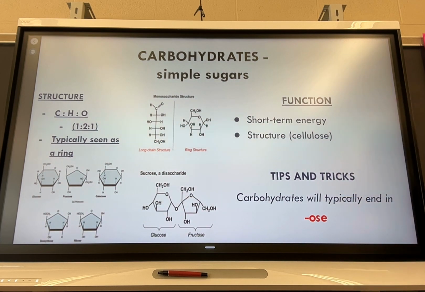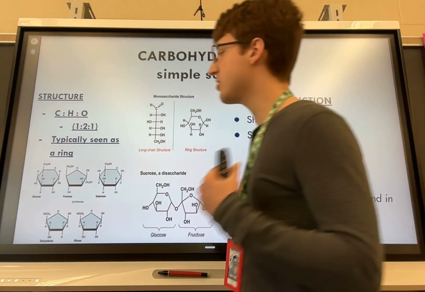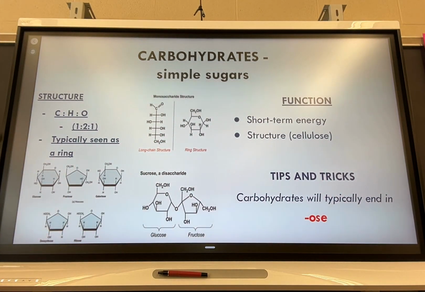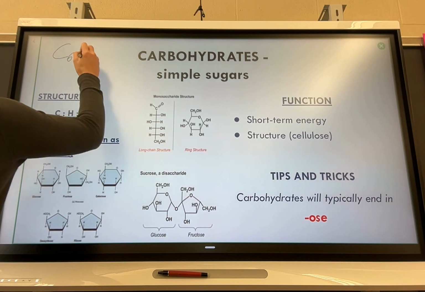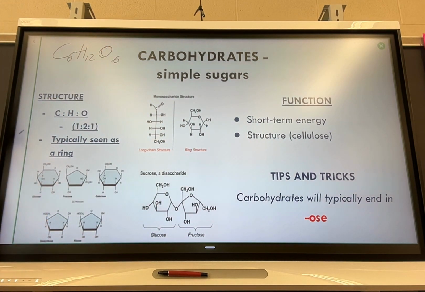We also find it in some structural formations such as cellulose, but mostly we're going to think of carbohydrates as short-term energy. When we look at the structure of carbohydrates, we find that there are carbon, hydrogen, and oxygen present in these molecules, and they are always found in a 1 to 2 to 1 ratio. So what that means is if we have glucose, we have the molecular formula C6H12O6. So for every 1 carbon, there is 2 hydrogens and there's 1 oxygen.